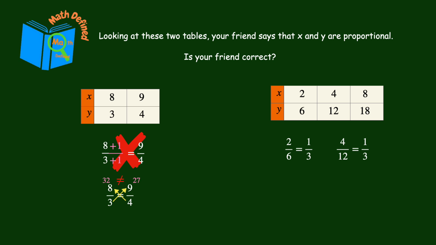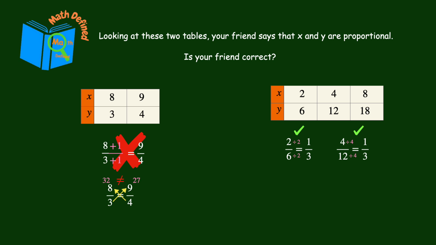Okay, let's look at this second table. This time, your friend simplified two ratios from the table to determine that x and y are proportional. Let's check the calculations. 2/6 can be simplified by dividing the numerator and denominator by 2, which does result in 1/3. And then 4/12 can be simplified by dividing the numerator and denominator by 4, which also results in 1/3. So it appears your friend is correct.